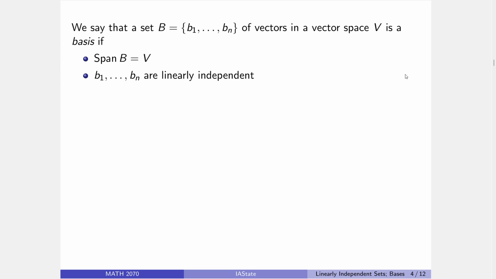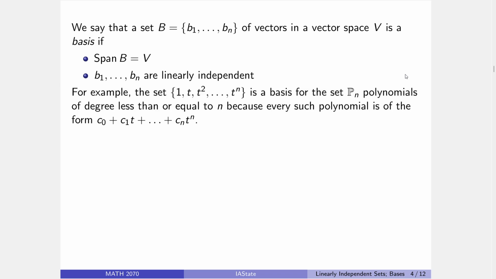Right, so again, span means that every element of the vector space is a linear combo of those vectors, and linear independence we've just described. So, the polynomials 1, t, t squared up to t to the n is a basis for the polynomials of degree less than or equal to n, because every such polynomial is just literally a linear combo of those things. That's what this set is. And we just verify that this is a linearly independent set, so hey, we get a fun little basis.